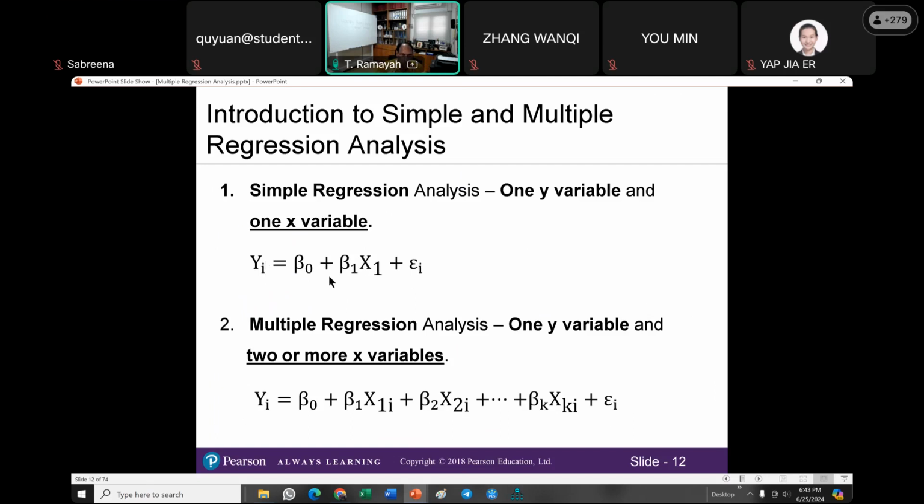This is a simple linear regression analysis. When you have multiple linear regression analysis, you still have one dependent variable, but you have multiple independent variables. So beta 0 plus beta 1 x1 plus beta 2 x2 plus beta k xk. So the number of independent variables must be at least 2 or more. 2, 3, 4, 5, 6, 7, 8, 9, 10, they are all multiple regression. One independent, one dependent, simple regression. Okay, that's a term used in the literature.